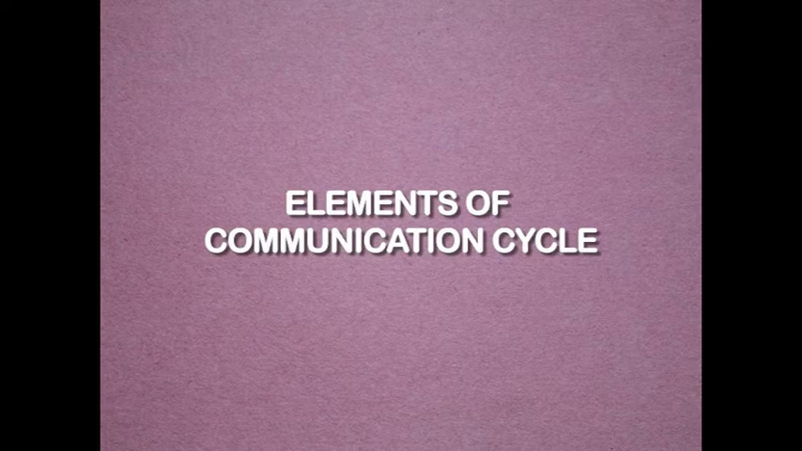Let's now discuss the elements of the communication cycle. The communication cycle is a process by which a message is sent by one individual and it passes through a chain of recipients. The timing and effectiveness of a communication cycle is based on how long it takes for feedback to be received by the initial sender.